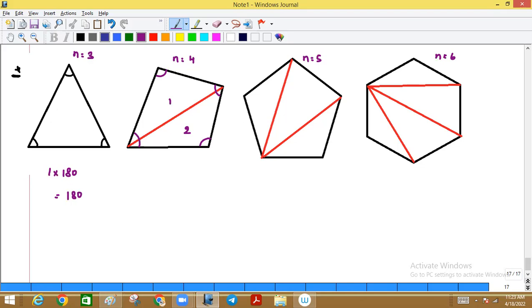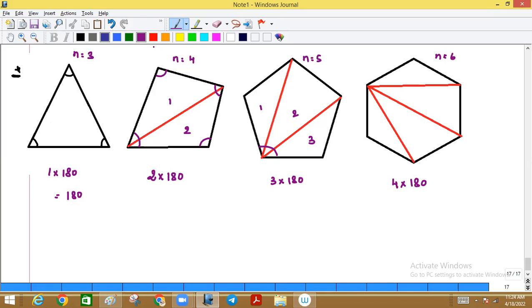If you want to find out the sum of interior angle of a quadrilateral, you better do the sum of interior angles of 2 triangles, because I can completely separate them as 2 triangles. So therefore, what is the sum? It is 2 times of 180. Understood? Now what about this? How many triangles are there? So what is the sum of interior angles of a pentagon? Hexagon?